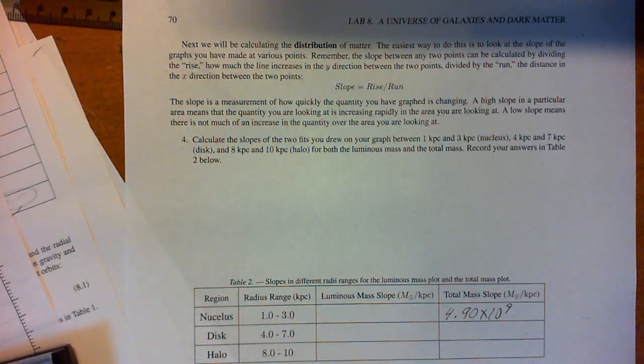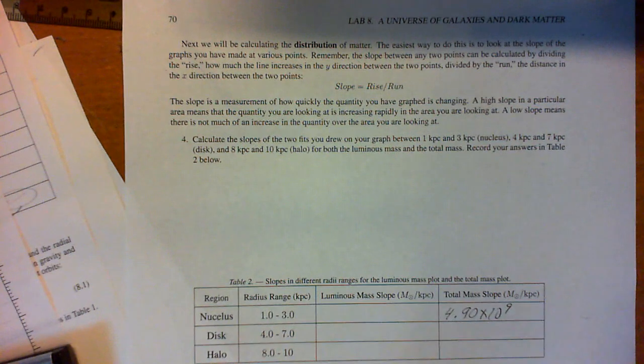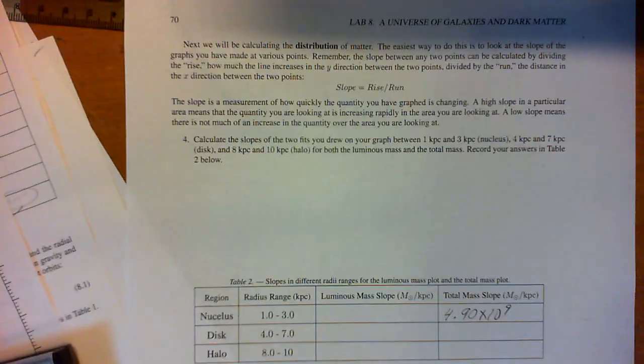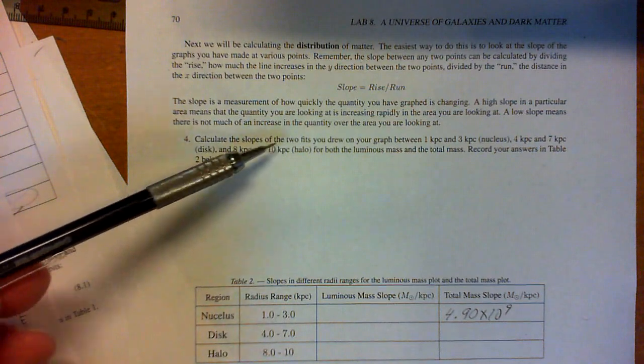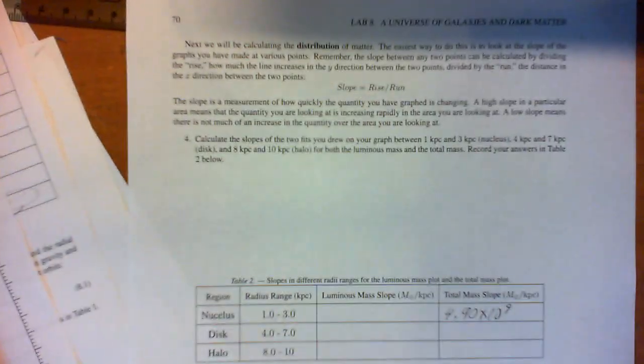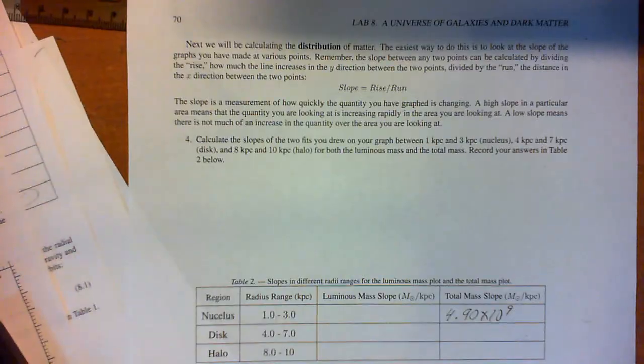Alright, on page 70 we're going to be calculating the distribution of matter by looking at the slope on our graph for 3 different regions of the galaxy, for the nucleus, the disk, and the halo. So let's just look at the nucleus for an example, 1.0 to 3.0 kiloparsecs, and we're going to calculate the luminous mass slope. And the slope is rise over run, remember from algebra class.